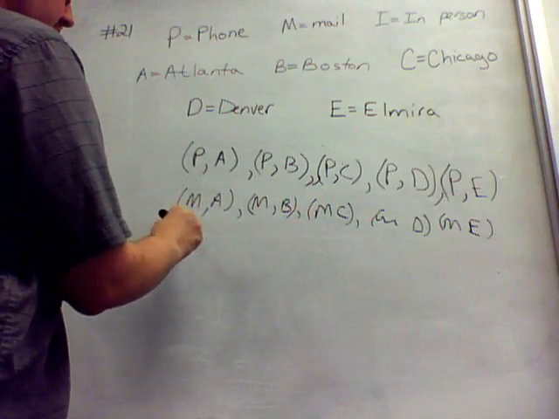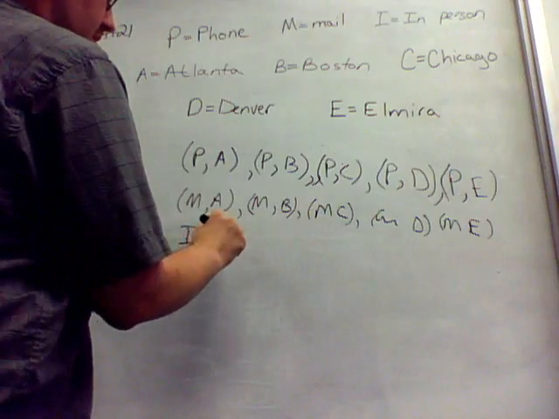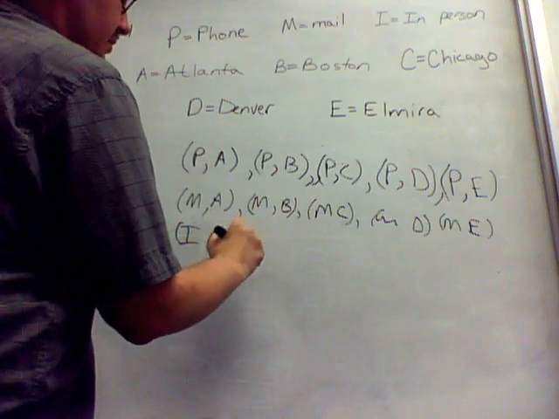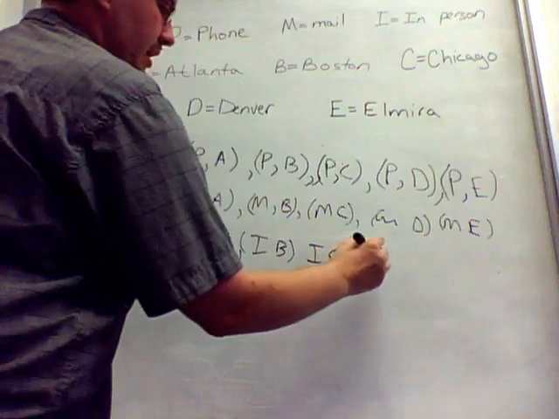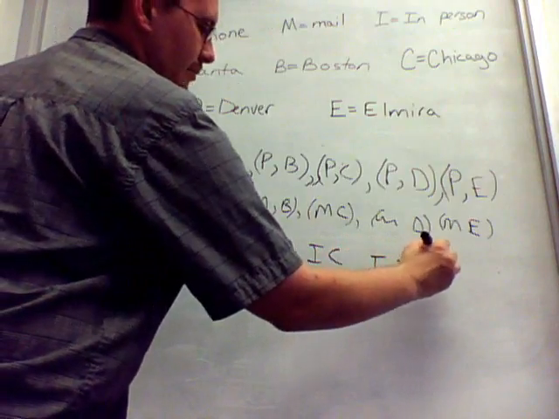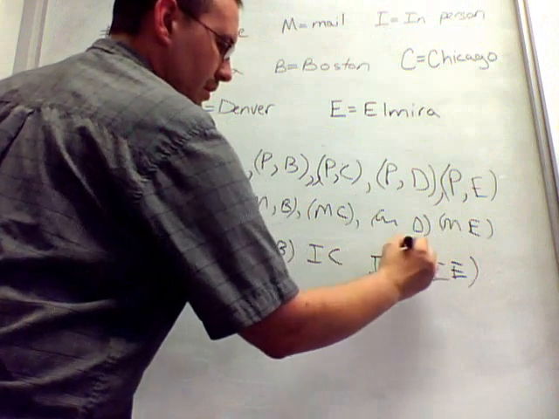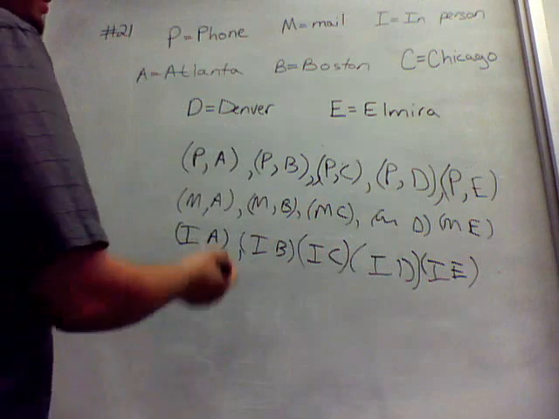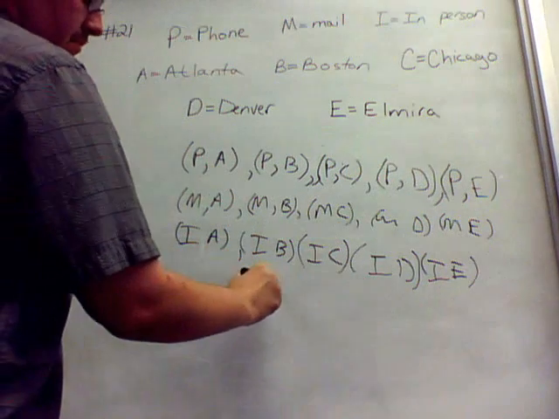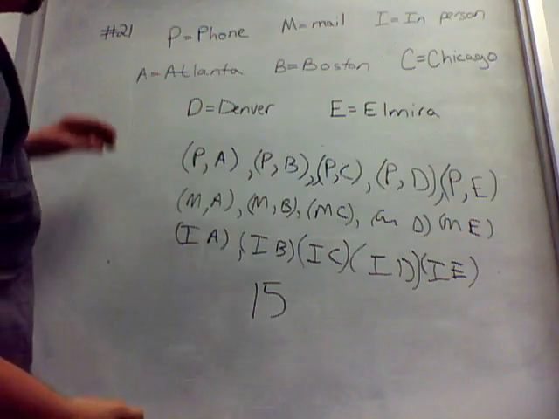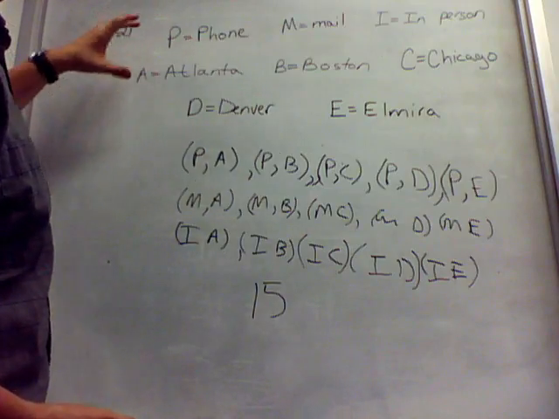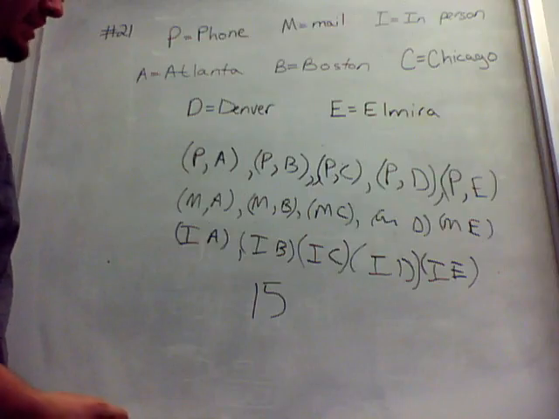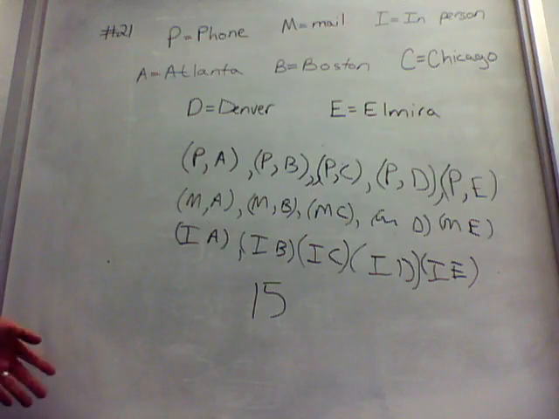And the last method would be in person. In person to Atlanta, in person Boston, in person Chicago, in person Denver, and in person Elmira. Alright, add all these up. It's 5 across, 3 down, it's 15. Or if you figured out the method, you have 3 methods in 5 different places. It's 15, 3 times 5, Cartesian product. It's a product, multiplication. Alright, that's the answer to number 21.